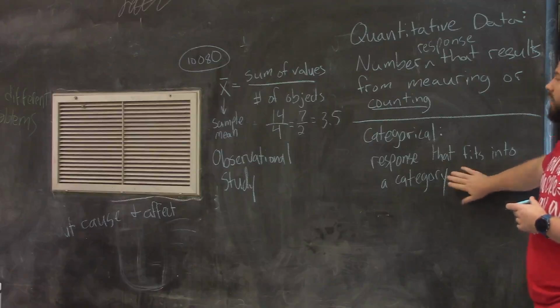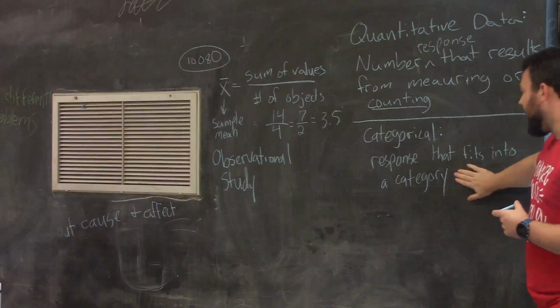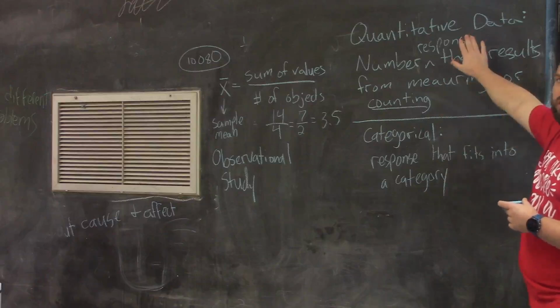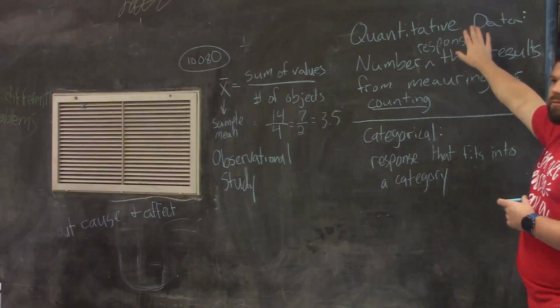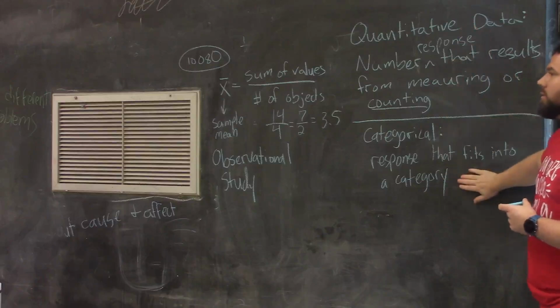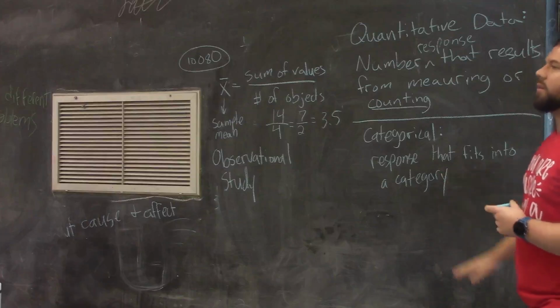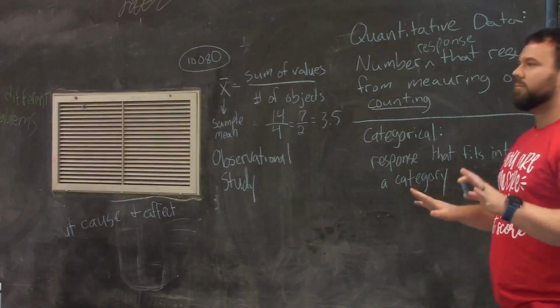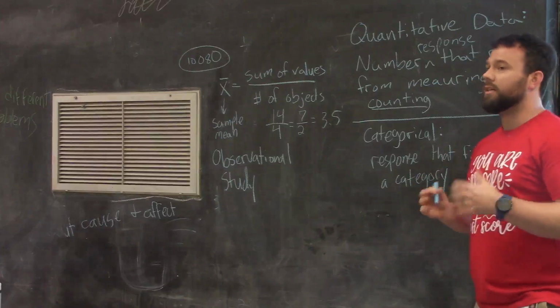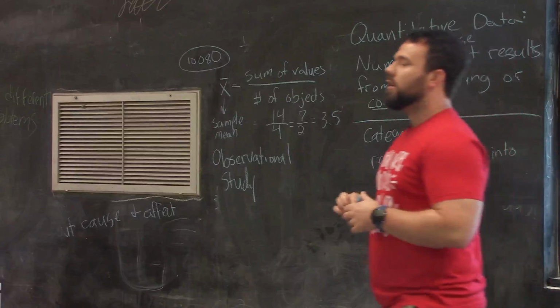3, 5, 4. Regardless, hey, 3, 5, 4, right here, 1, right here. Category. Even though it's a number, is it quantitative? No, it is a category. Okay. Does that help?